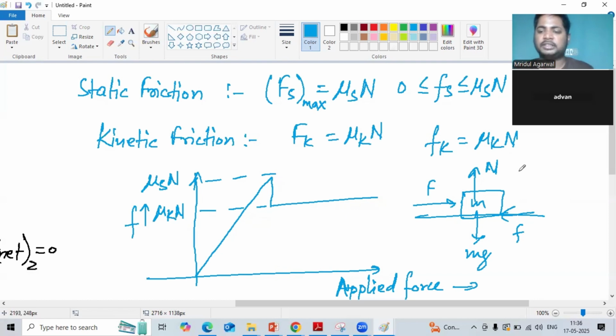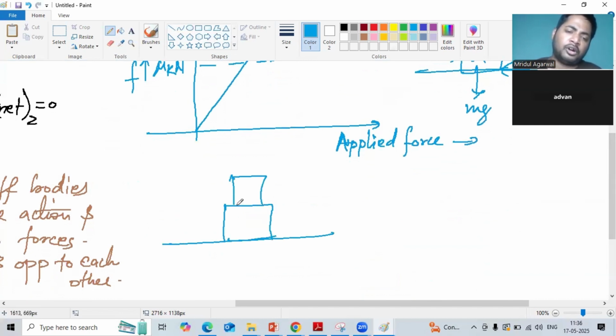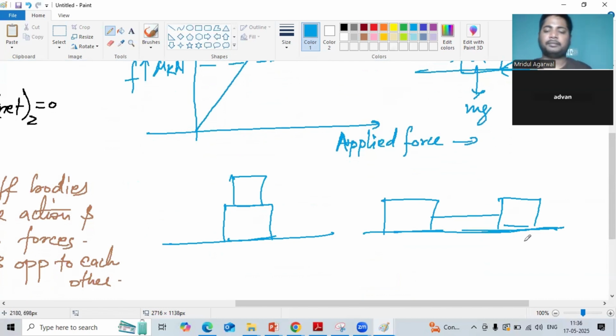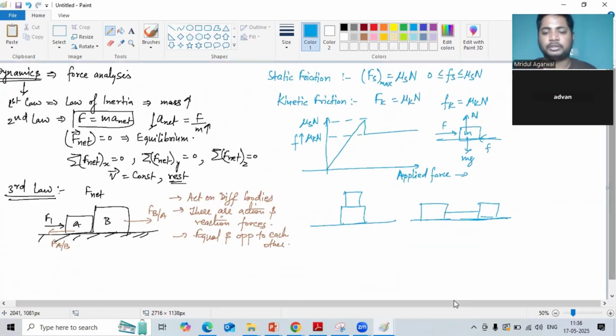So this is the part of the static and kinetic friction, and you can even have problems based on a block placed on another block, or blocks tied to strings, and then you solve for the frictions. These problems you can watch from the other videos.